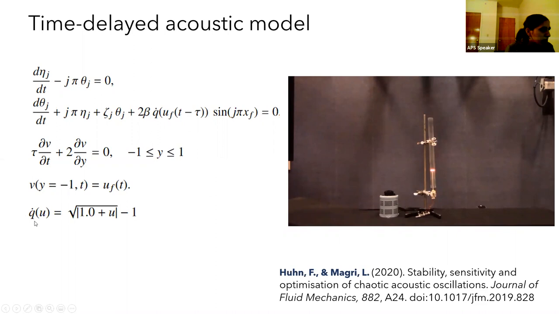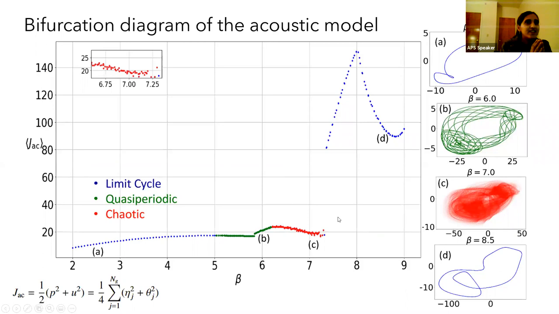Now this heat release rate is a nonlinear function which, as an astute observer can tell, will have a singularity at minus one. And like in this problem, when we take the derivatives for the tangent and adjoint solutions, we model this using a smooth function near minus one, as done by Huhn and Magri here. Now, as I mentioned, there is an intricate interaction between the heat release rate and the acoustic oscillations that gives rise to this noise, or thermoacoustic instabilities. We see that this interaction varies widely when we change this heat release parameter beta.